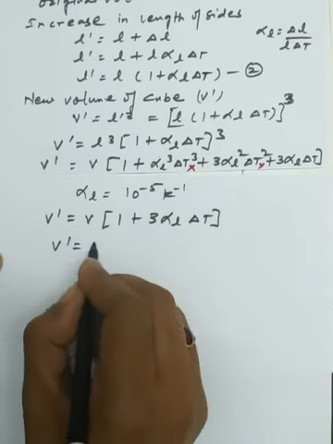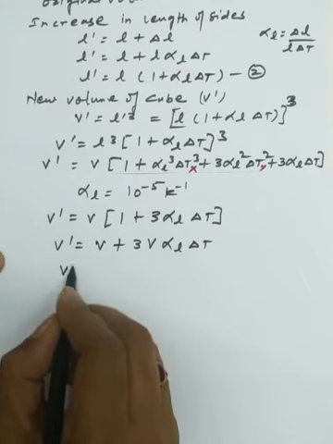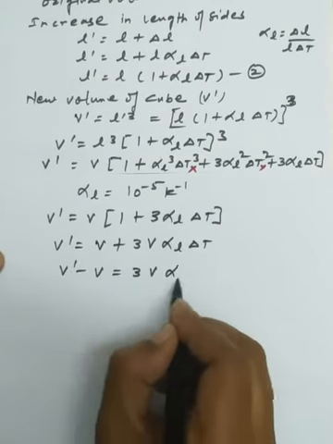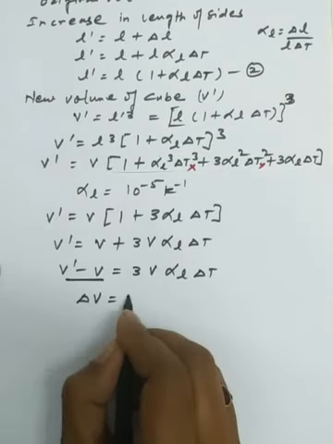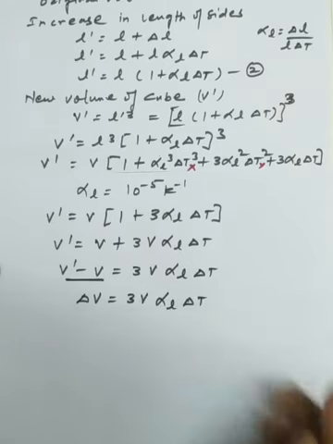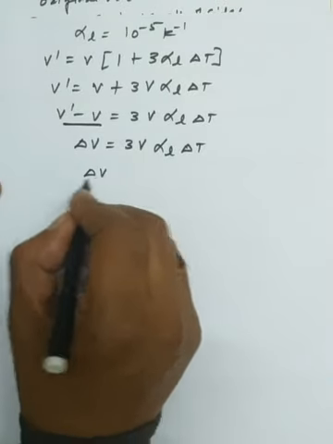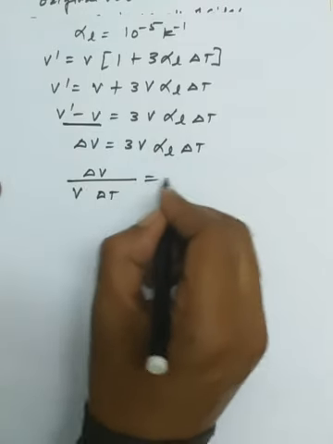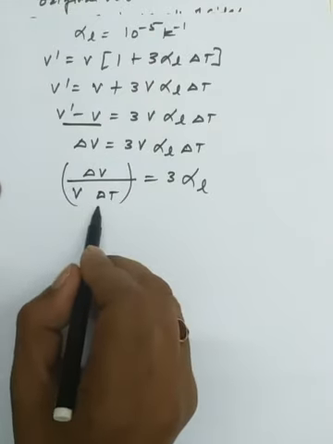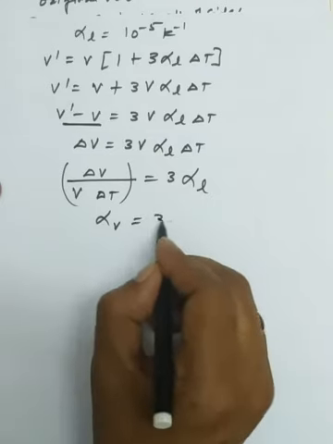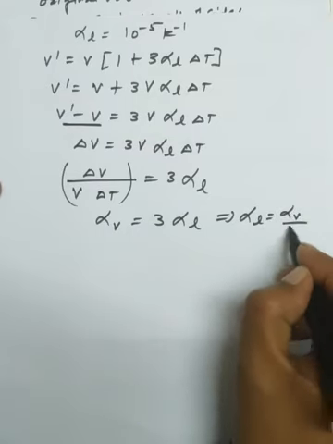So V dash is equal to V plus 3 V alpha L delta T. Now V dash minus V is equal to 3 V alpha L delta T, and the change in volume, delta V, is equal to 3 V alpha L delta T. So delta V divided by V delta T is 3 alpha L, and this whole group is considered the volume expansion coefficient. So alpha V is equal to 3 times alpha L. This implies that alpha L can be stated as alpha V divided by 3.